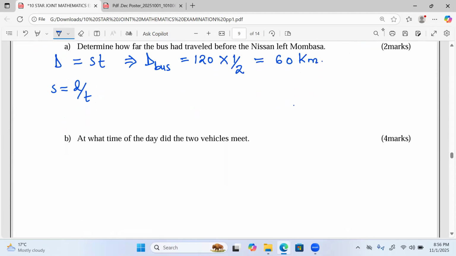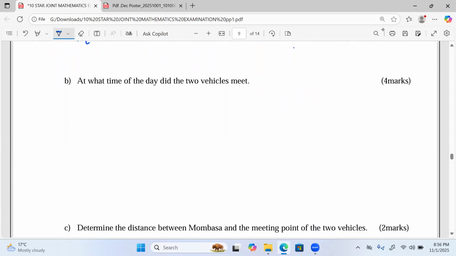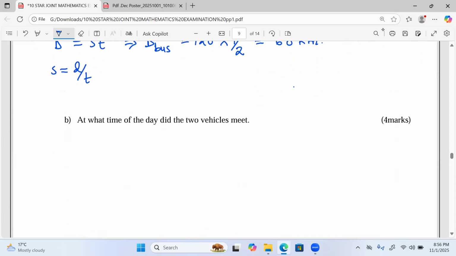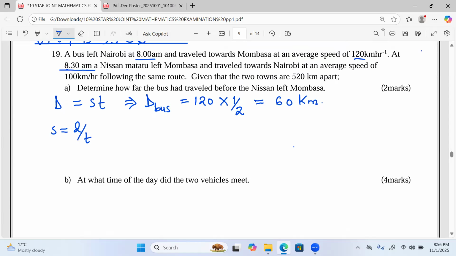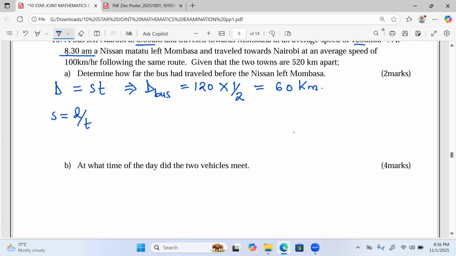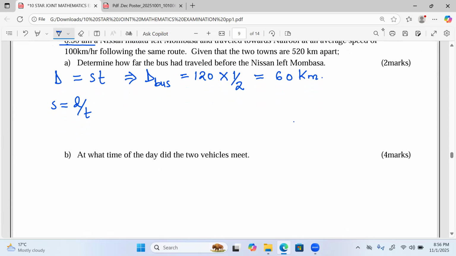A very good question. Look at part B of the same. At what time of the day did the two vehicles meet? So at some point, these vehicles shall meet, because after the bus has covered 60 and the matatu is also beginning its journey, then it means there is a distance that shall be covered jointly. There is a distance to be covered jointly now. Total distance, as we said, from Nairobi to Mombasa. This is Mombasa. The total distance is 520.